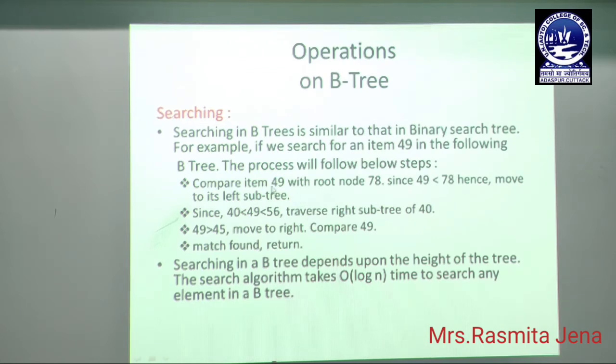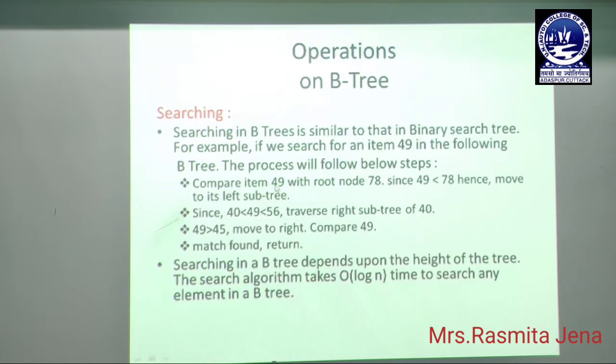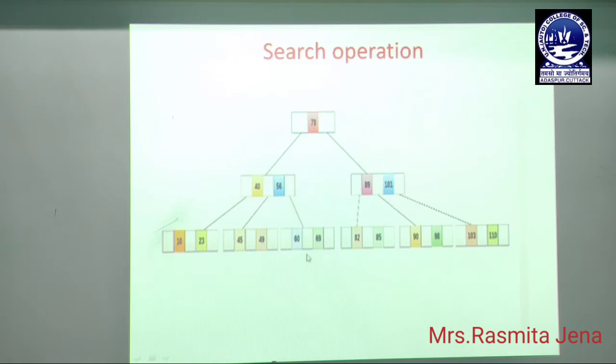First we compare 49. This is our B tree, and suppose we want to search for the node 49. We compare the item 49 with the root node, that is 78. Since it is less than 78, it moves to the left subtree.